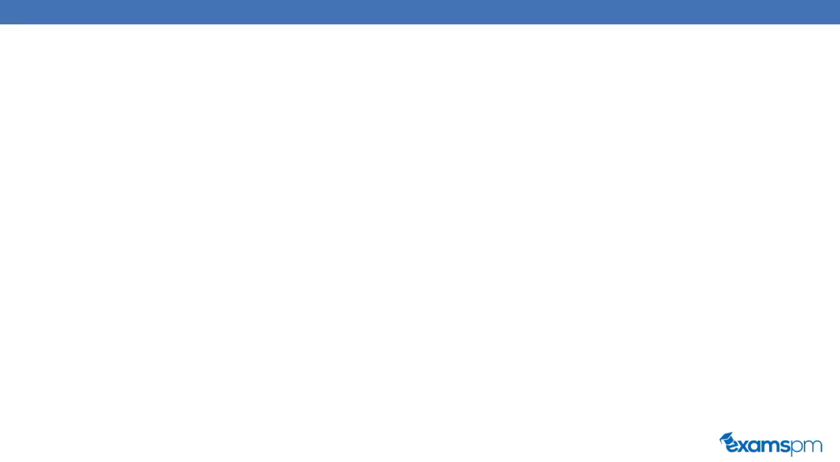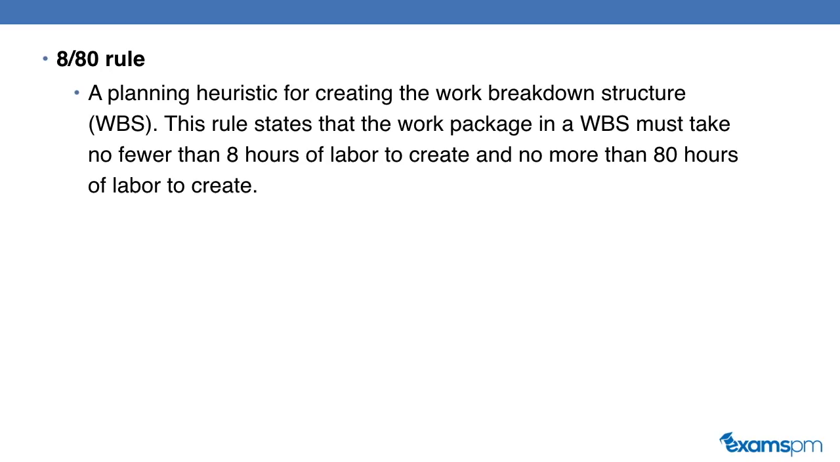So now let's jump right into our definitions that you need to know. These terminologies are sorted by alphabetical order. The first one is 8/80 rule. This is a planning heuristic for creating the work breakdown structure. This rule states that the work package in the work breakdown structure must take no fewer than 8 hours of labor to create and no more than 80 hours of labor to create. So it's between 8 to 80 hours long.